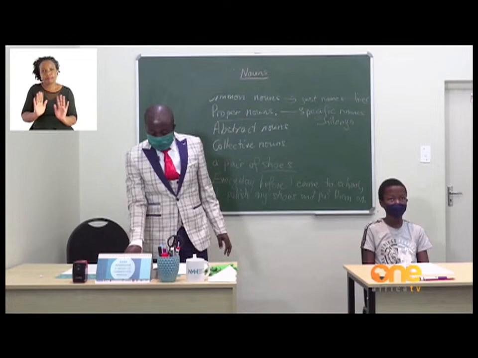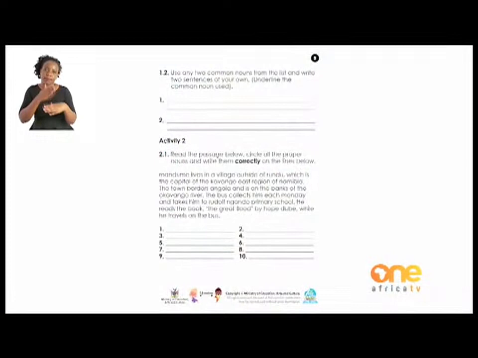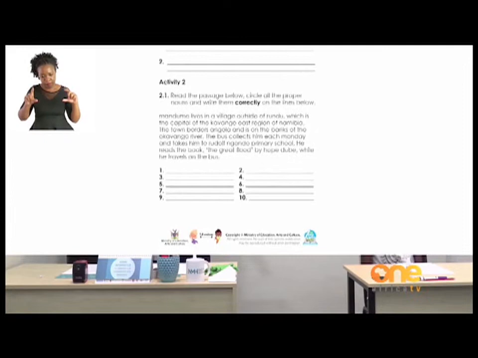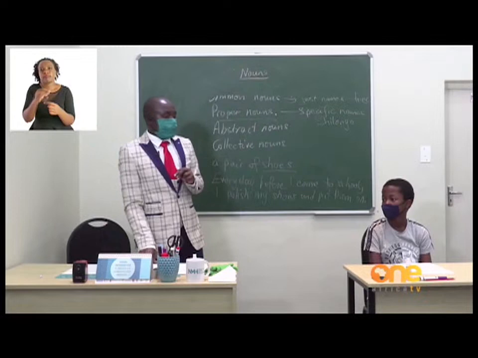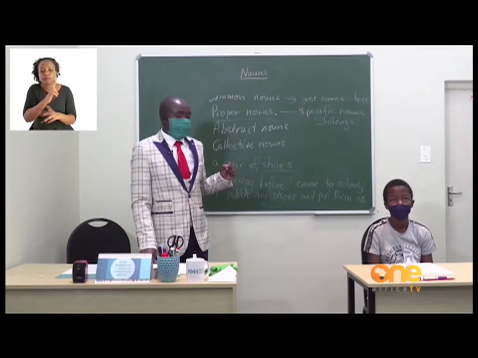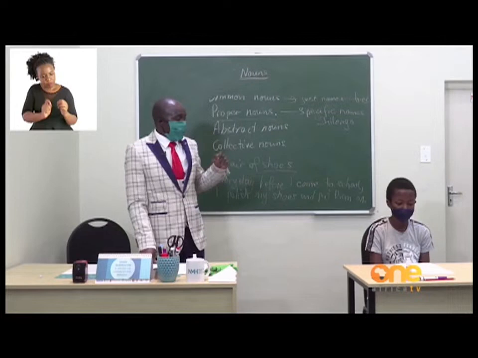All right. Let's move on to activity 2. Read the passage below, circle all the proper nouns, and write them correctly on the lines below. Remember, we said proper nouns are specific names. They are specific names, like names of people. And therefore, they must begin with a capital letter whenever you write them. Make sure you begin with a capital letter.